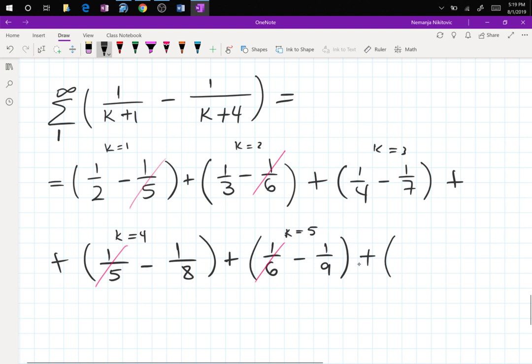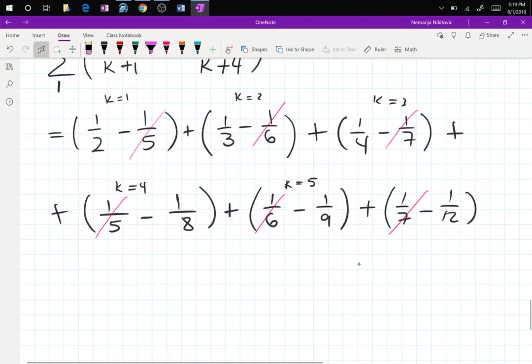Plus, and now it's 1 over 7 minus 1 over 12. And we can cancel what we are missing. I mean, we can cancel this 1 over 7. It's still not there. That means more terms. Remember what I'm looking for. I'm looking for the first parenthesis that will cancel both numbers. So I have to write another term.